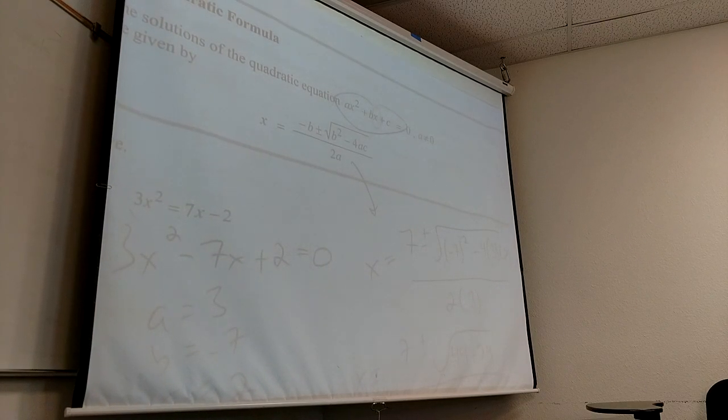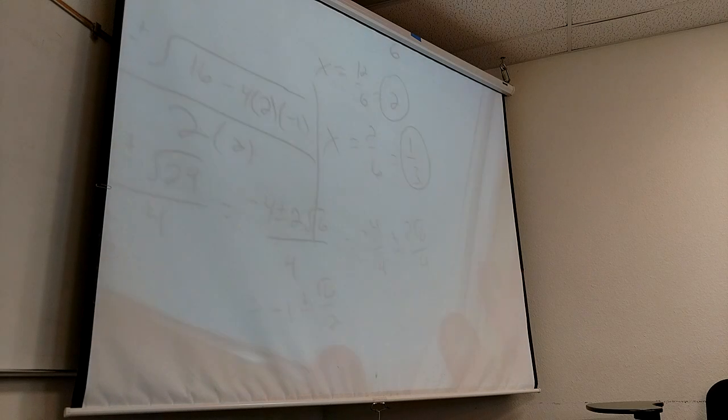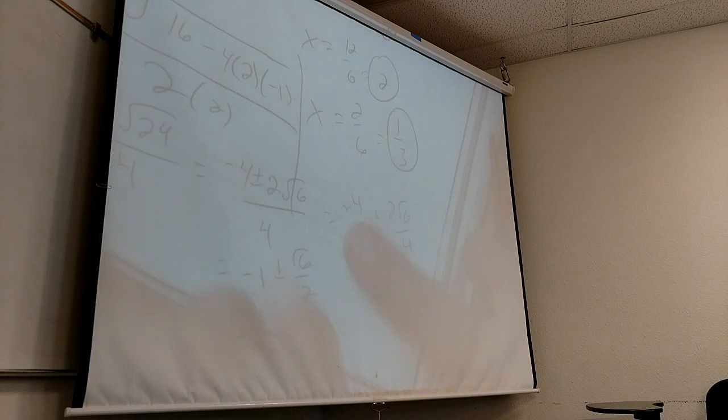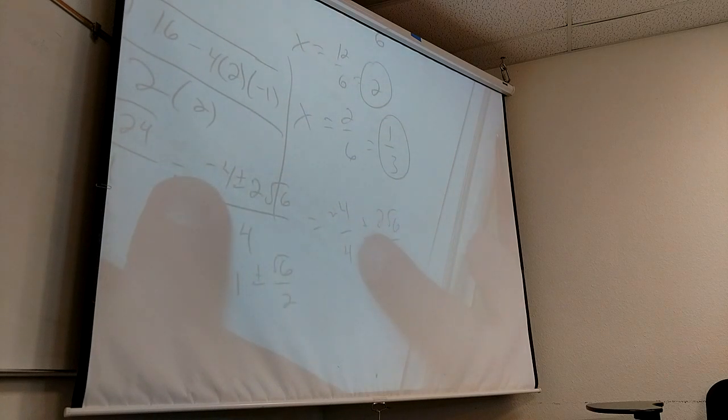What happened to the two at the bottom? So right here, I get negative 4 over 4. And then I get 2 rad 6 over 4. 2 over 4 reduces to 1 over 2. I just reduced that.